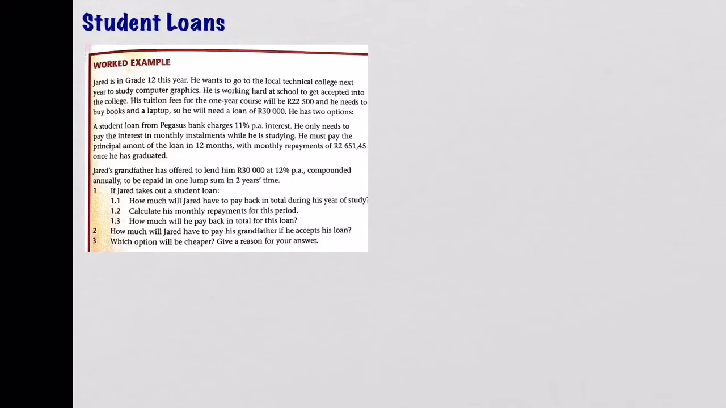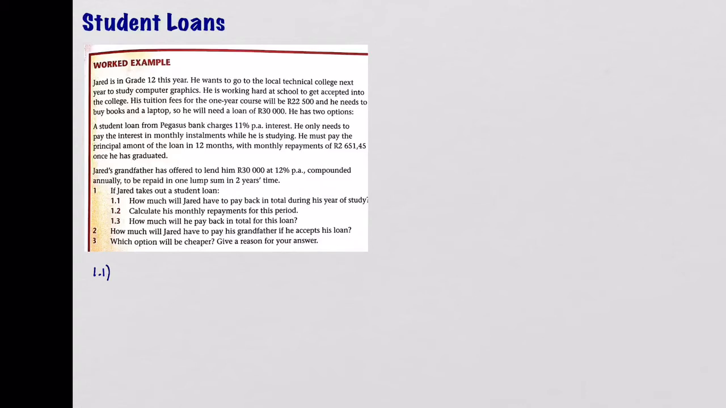Jared's father, so this is his other option, has offered to lend him 30,000 at 12% per annum compounded annually, to be repaid in one lump sum in 2 years' time. So both the loan amounts are the same. The interest rate of the other loan is slightly higher at 12%, and both are also compounded annually. Right, so let's look at question 1.1.